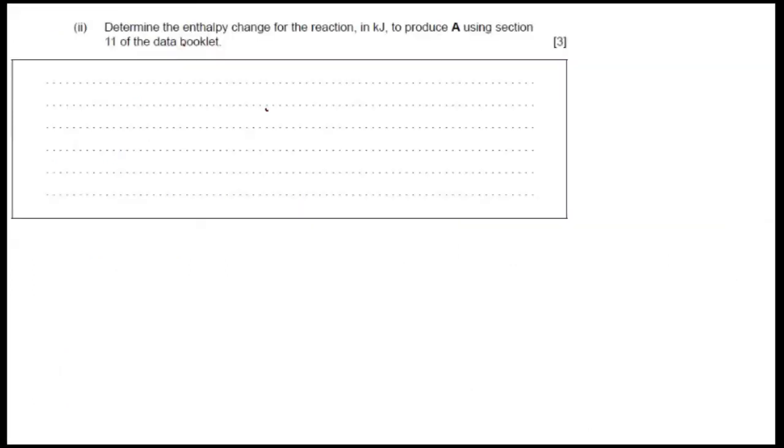Okay, so now let's see how to do this question. Determine the enthalpy change for the reaction in kilojoules to produce A using section 11 of the data booklet. Let me rewrite what is compound A. Compound A is CH2 double bond CHOH. This is compound 2.